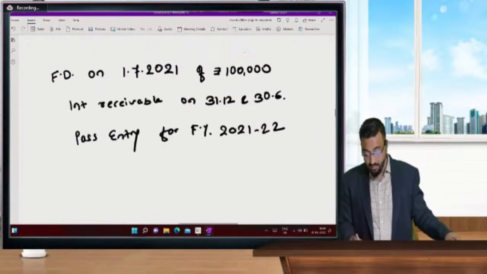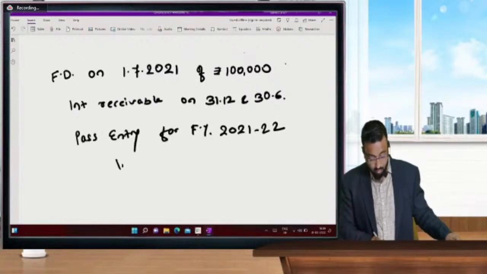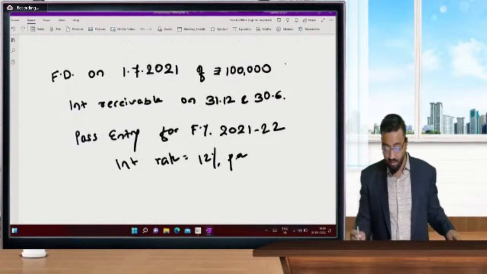Interest rate 12%. Yes, good question, Pratham. Yes, I forgot to give you 12% per annum.